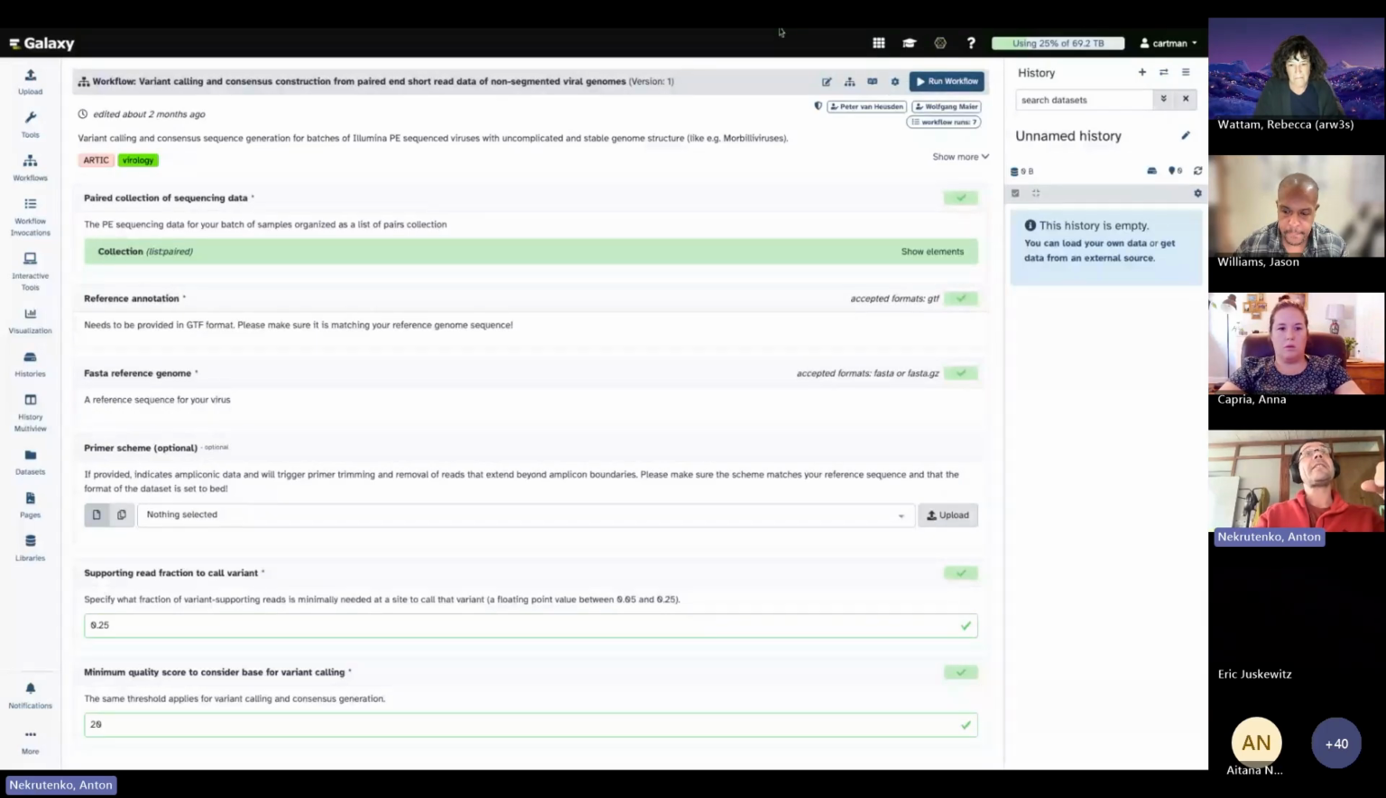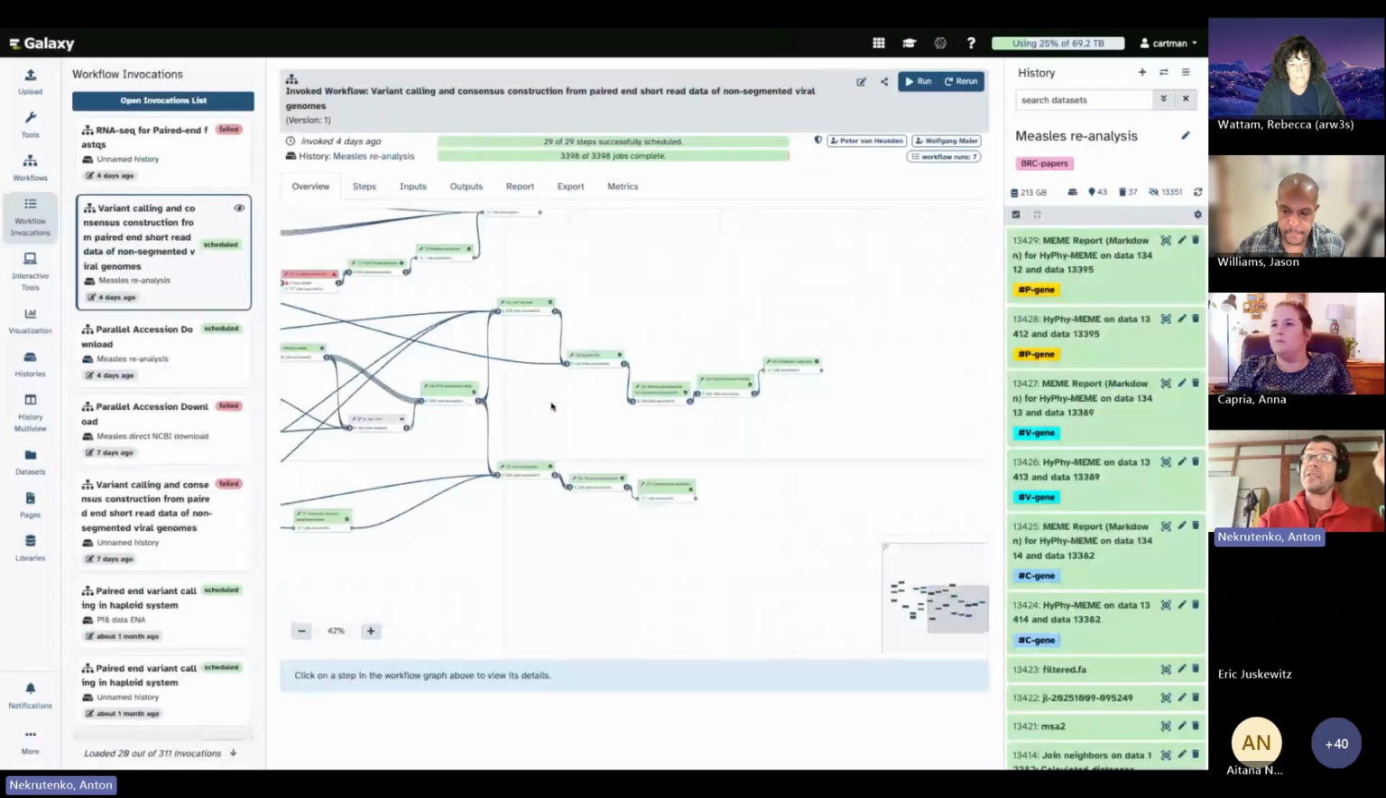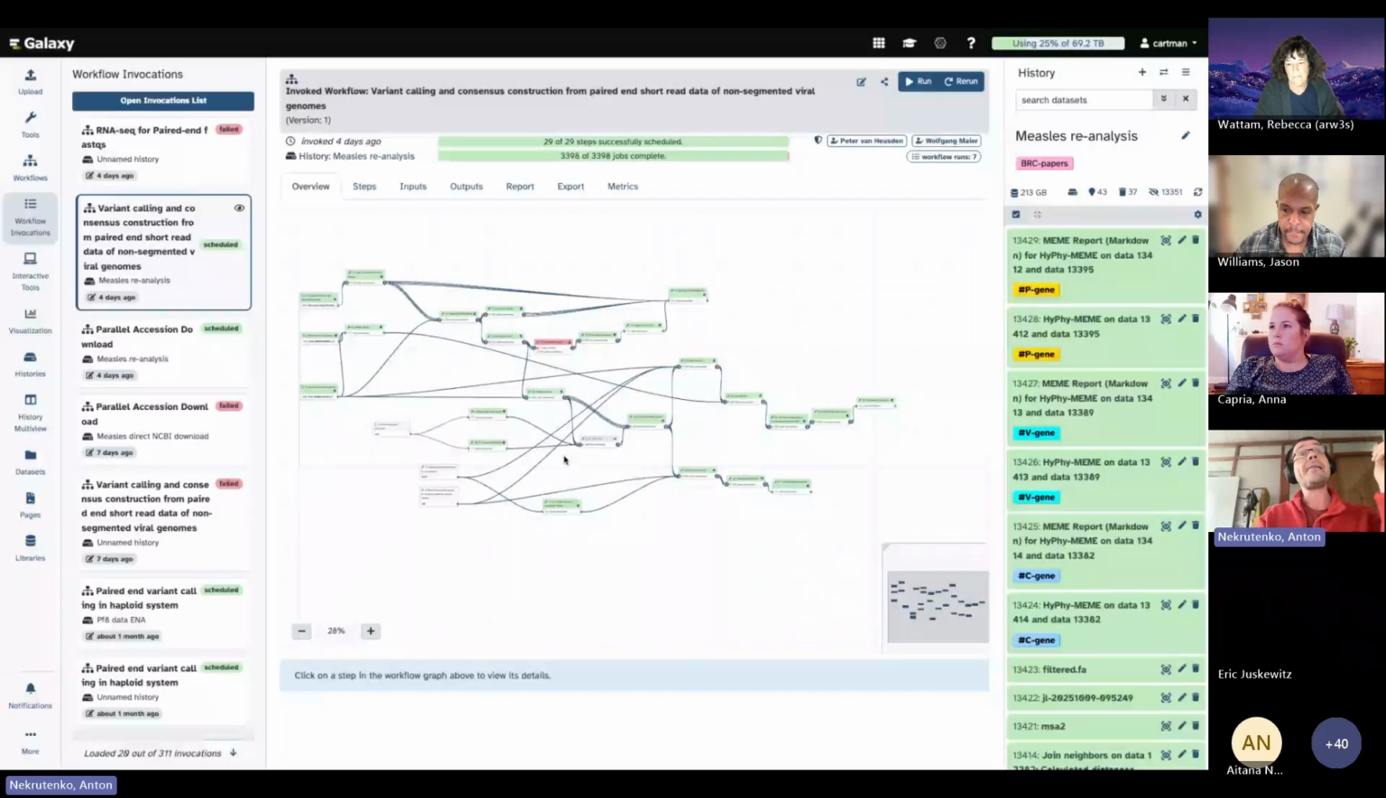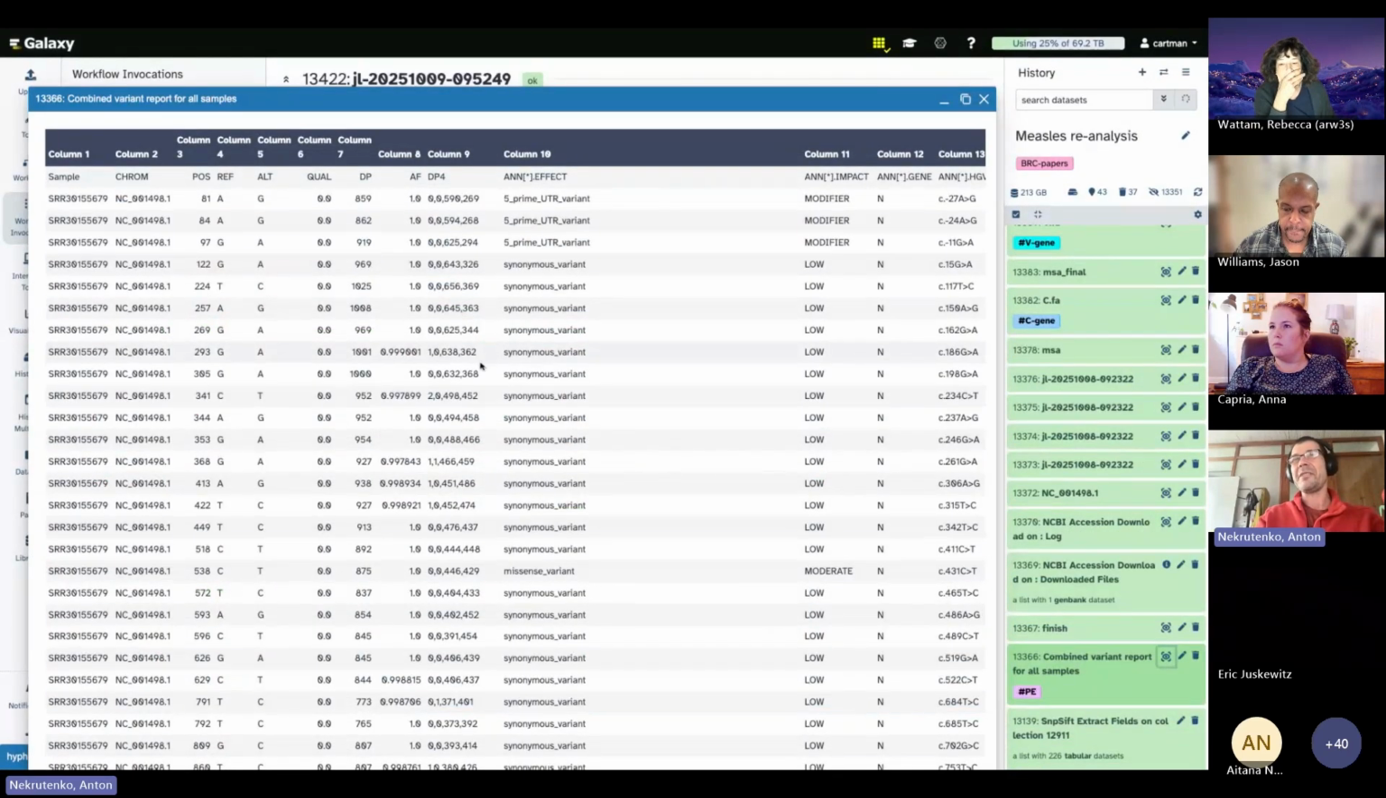And once I do that, I get to this page where you can actually see the workflow invocation. That's the workflow that is being run. Of course, I pre-ran it. I'm not going to do it in 5 minutes. And these are my results. So when you do variant calling, your results usually, at least on the surface, are pretty boring. They look like this. But again, it's Galaxy.